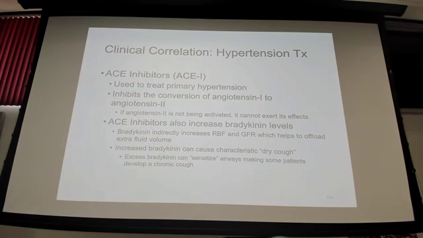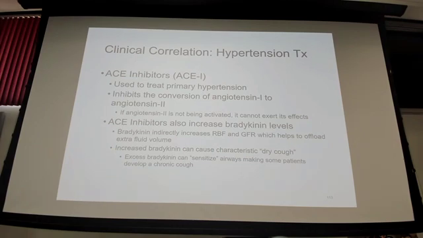ACE inhibition, right? We already talked about this. So we get all the way back to the ACE, angiotensin converting enzyme, turning 1 into 2. We stop that process, then we stop the active form of angiotensin. We stop angiotensin 2 from being created. That's how ACE inhibitors work to lower blood pressure. They halt the process, okay?